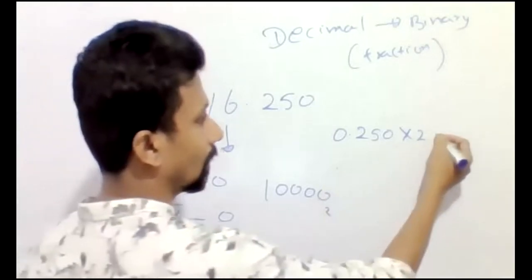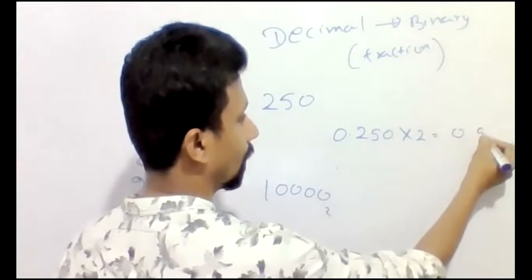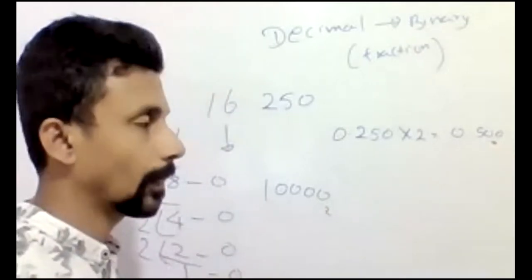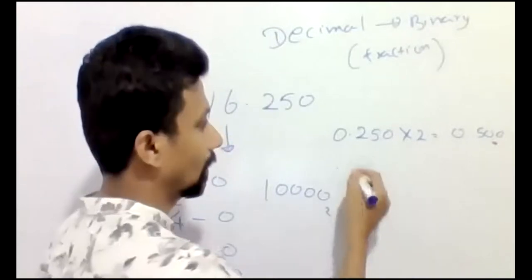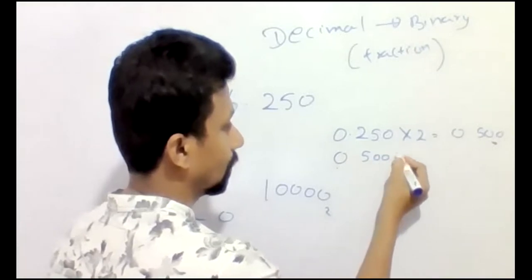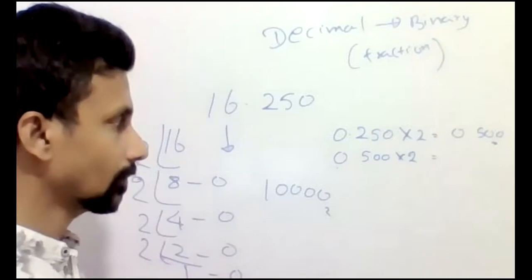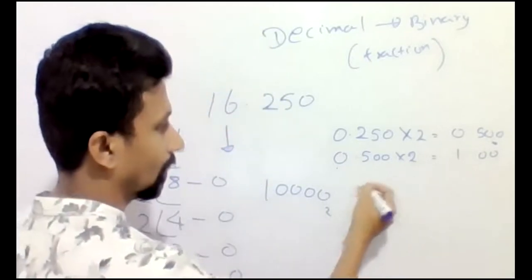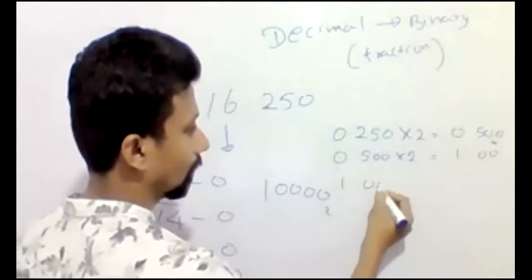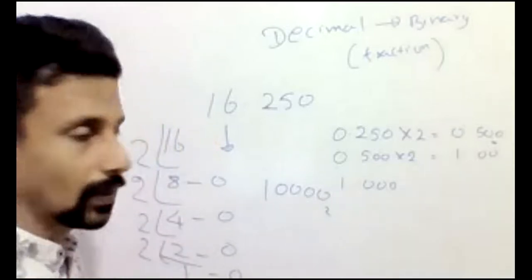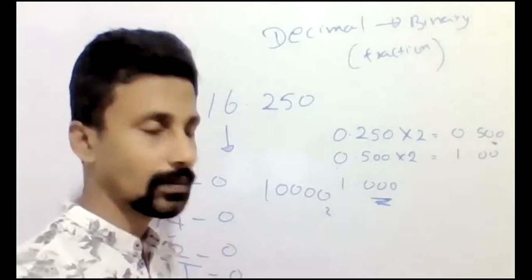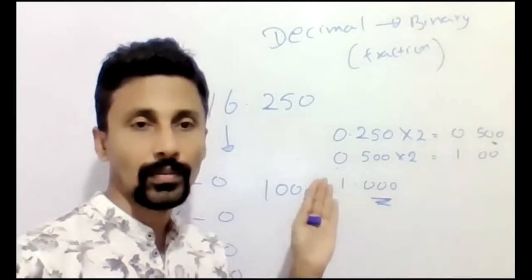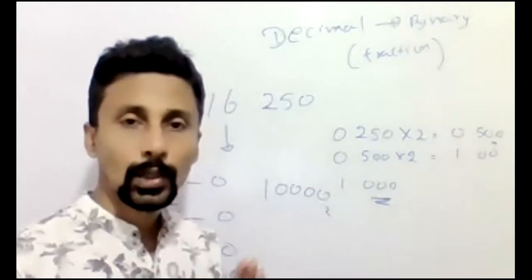So when you multiply these by 2, you get 0.500. Then again I am taking only the fraction part, 0.500 into 2, and you get 1.00. This is my answer. So you have to multiply the fraction portion by 2 until you get all 0, right?